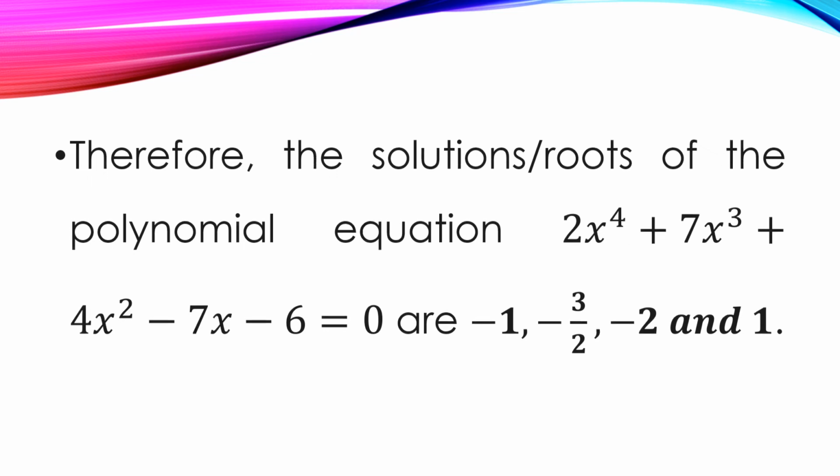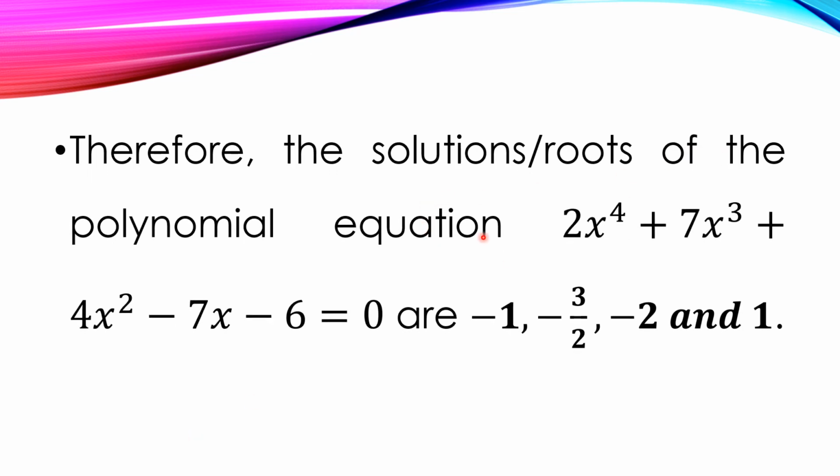Okay, so therefore, the solutions or roots of the polynomial equation 2x raised to 4 plus 7x cubed plus 4x squared minus 7x minus 6 is equal to 0 are negative 1, negative 3 over 2, negative 2, and 1. So, mapapansin nyo, wala tayong ginamit na multiplicity dito kasi wala namang naulit na factors. So, yung apat na factors na to ay distinct. So, magkakaiba sila. So, we have negative 1, negative 3 over 2, negative 2, and 1. In any order yan, no? Kahit alin unahin nyo dyan, ang importante is makuha natin yung apat na solution or roots.